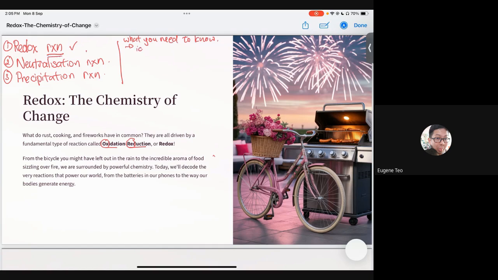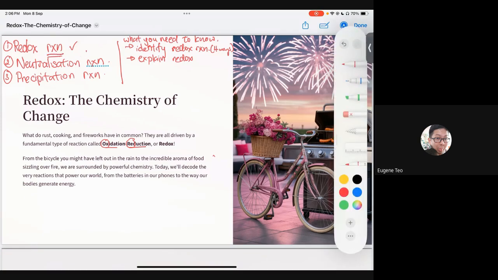So first one is to be able to identify redox reaction, and there are four ways to be able to identify them. So I put here four ways or four methods. Next, other than identifying, you need to be able to explain the redox reaction. So you need to explain why it is a redox reaction.